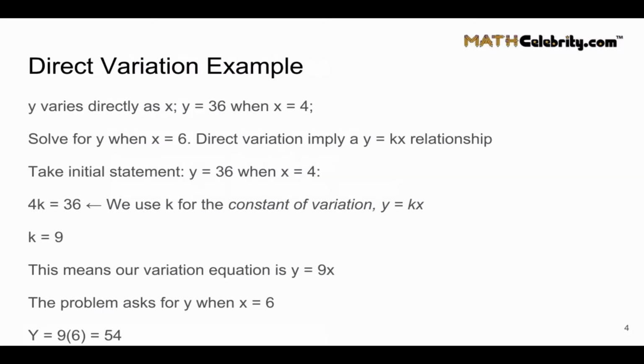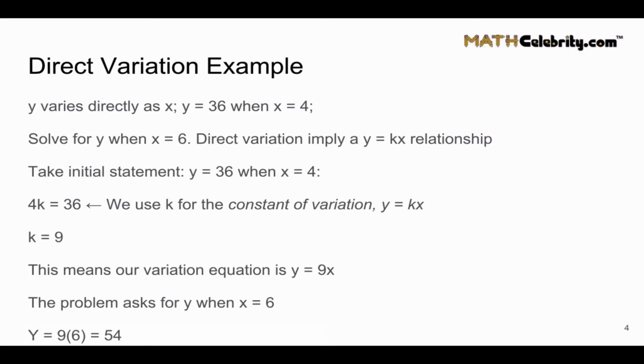All right, let's start with a real live direct variation example. The problem reads something like this: y varies directly as x. When y is 36, x is 4. Solve for y when x equals 6. Now, direct variation problems imply a y equals kx relationship, because we've got y and x. k is called the constant of variation. It has a direct effect on x, which affects y.